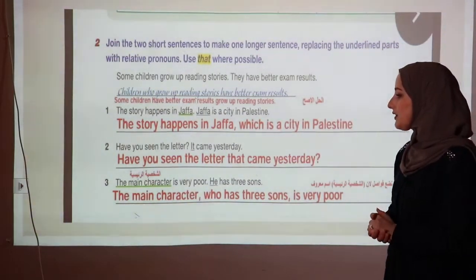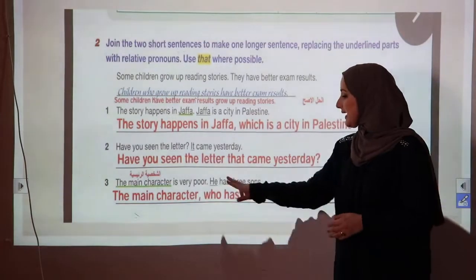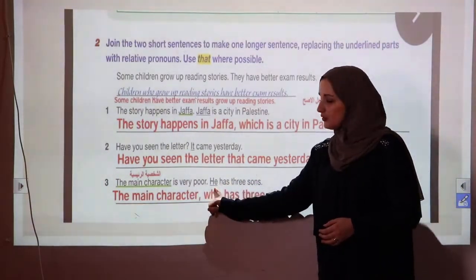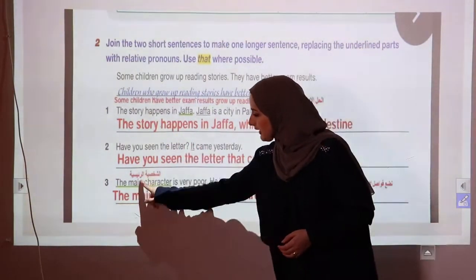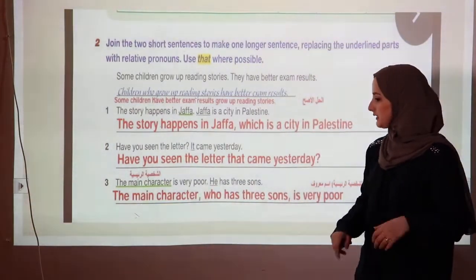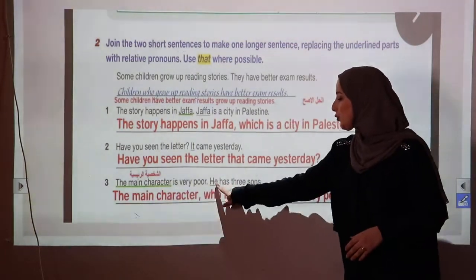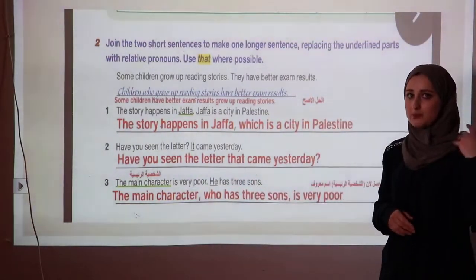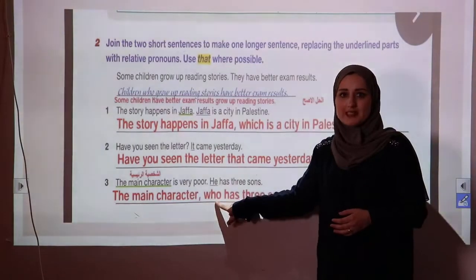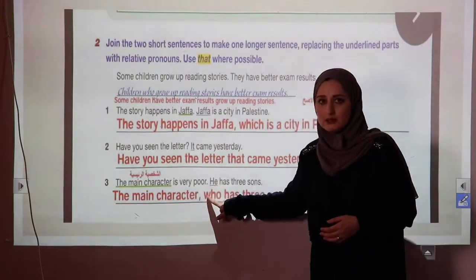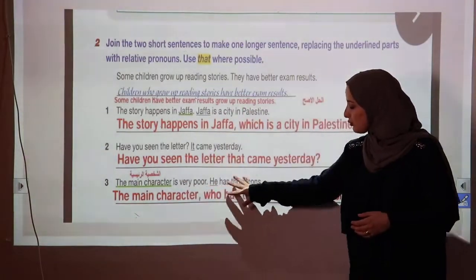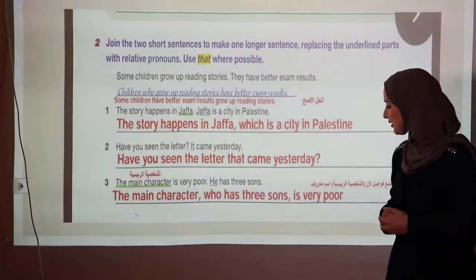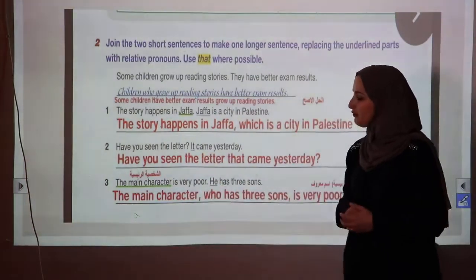Number 3. The main character is very poor. He has 3 sons. Go to the second sentence. We have the pronoun he, and it refers to the main character. So it becomes like this. The main character who has 3 sons. And why do we move this clause? Because, as I said before, the relative pronoun should come immediately after the noun it describes. The noun is character, then you have to move the whole clause after the noun. Who has 3 sons? We use 2 commas here. Is very poor, and continue the first sentence.